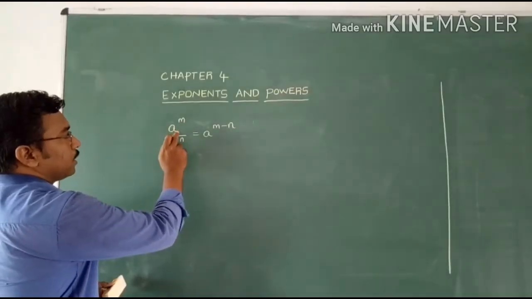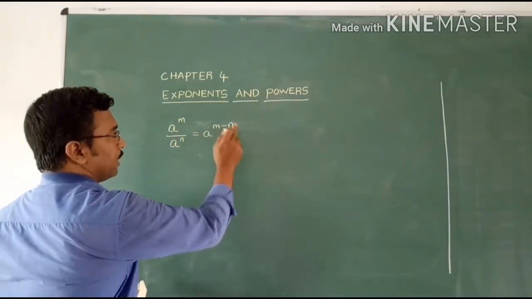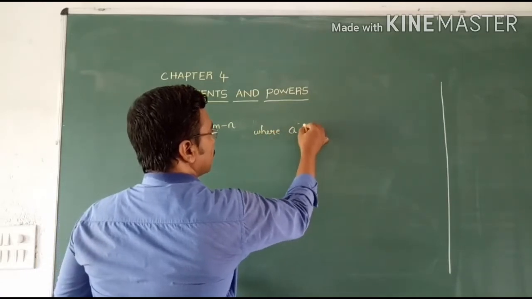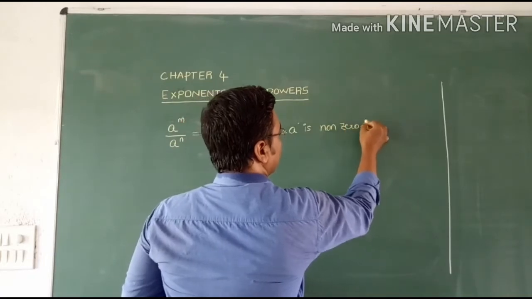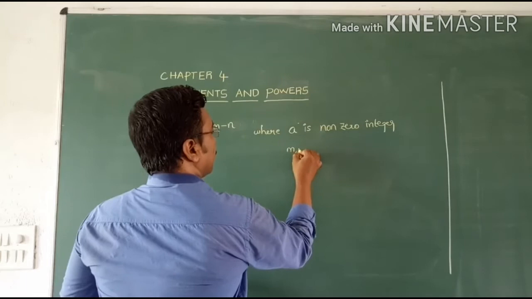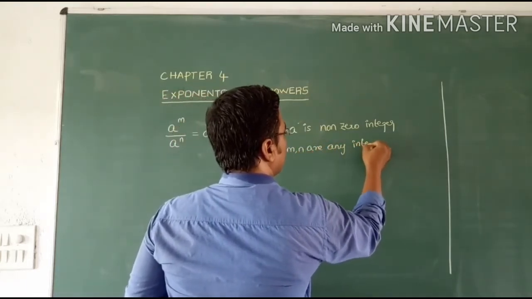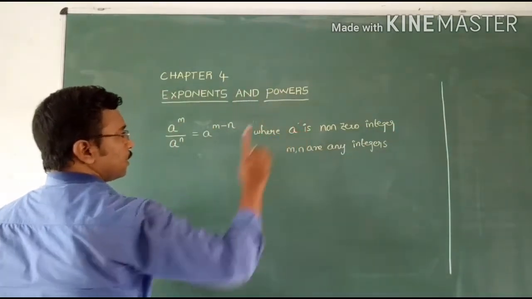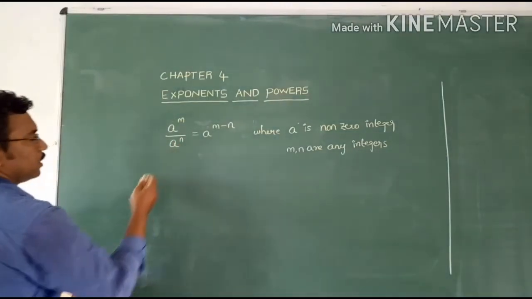One more law: a power m by a power n is equal to a power m minus n, where a is a non-zero integer, and m, n are any integers, whether positive or negative. But we have to take a as a non-zero integer. See, one example for this.